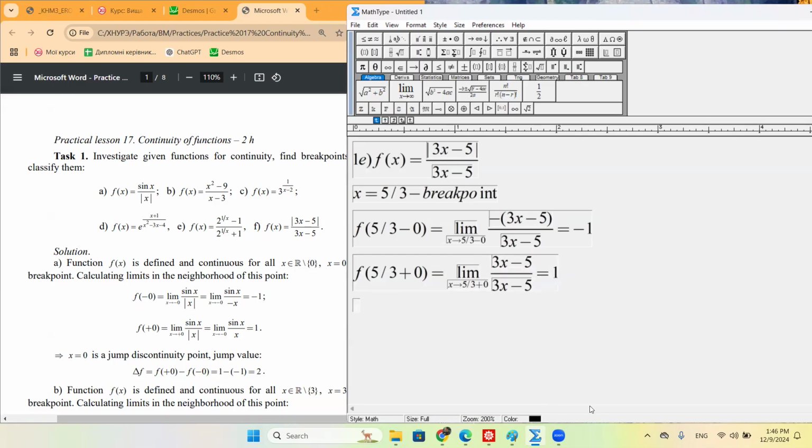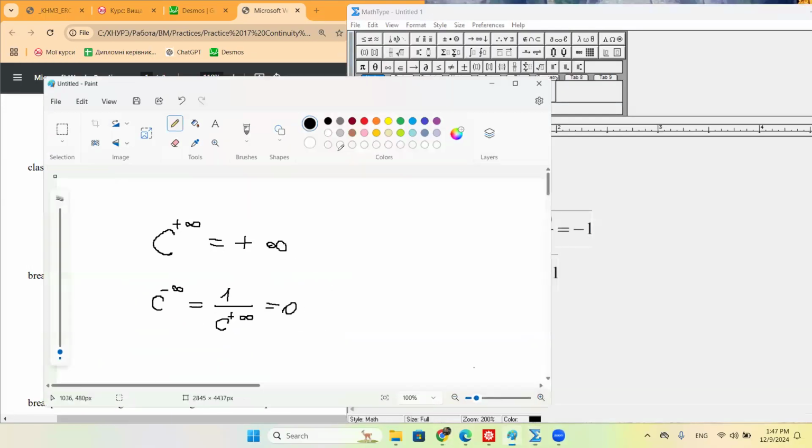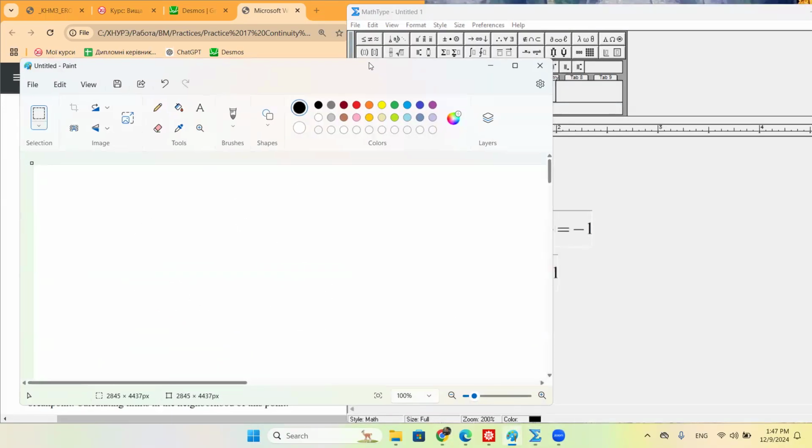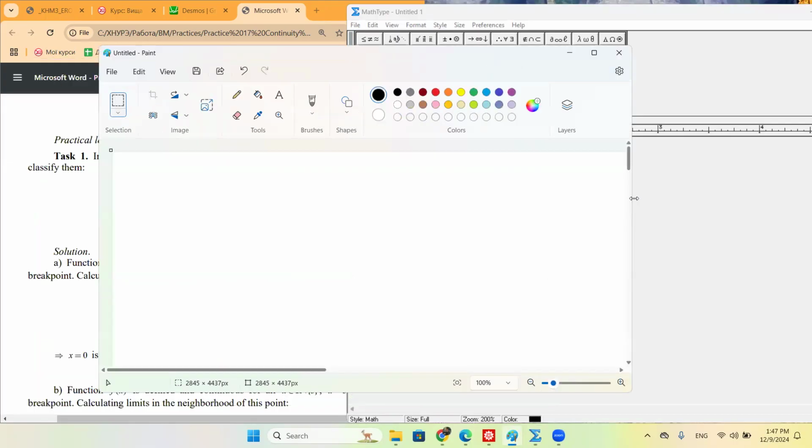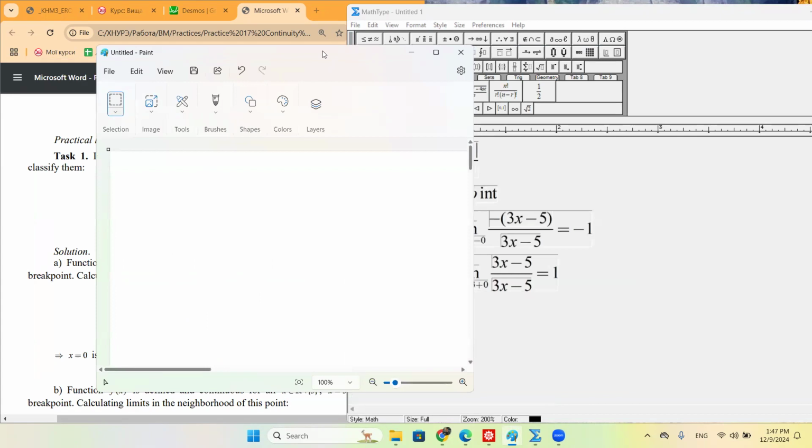So how can we classify the breakpoint? Second. Why second? Because we have different points. No, we have two breakpoints, the breakpoints of first order have two groups. So removable, and jump, and we also have a kind of the second kind.